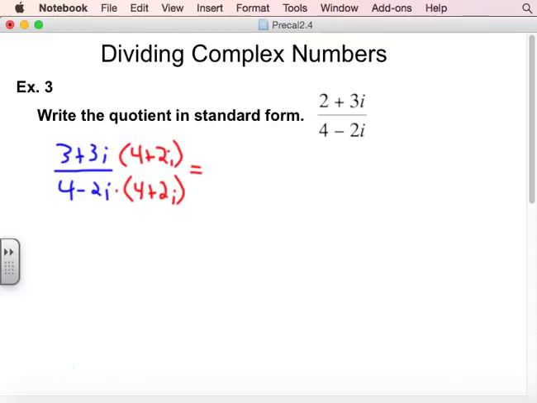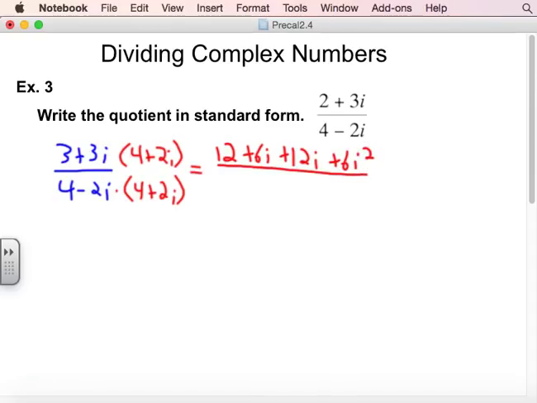Usually the top's just going to FOIL like normal. So you do 3 times 4, get 12. 3 times 2i is 6i. 3i times 4 is 12i. And 3i times 2i is 6i squared.